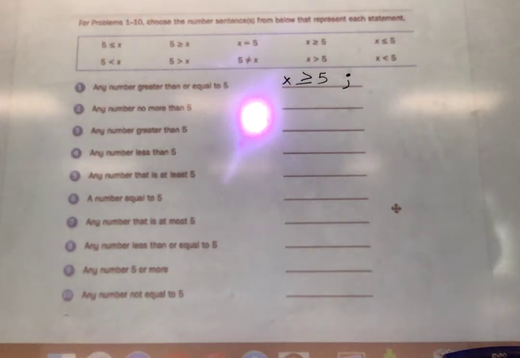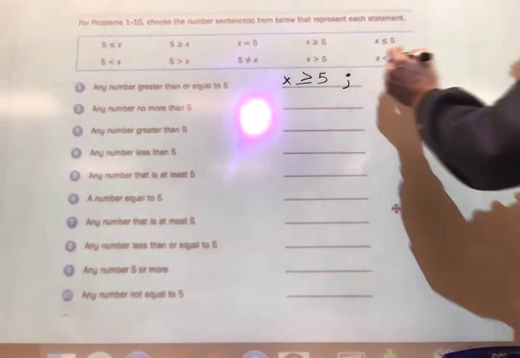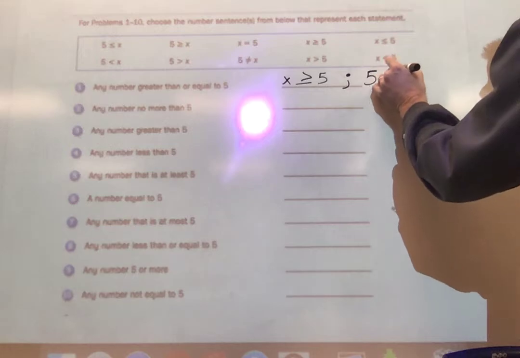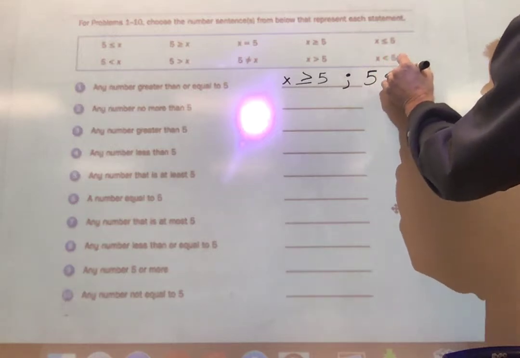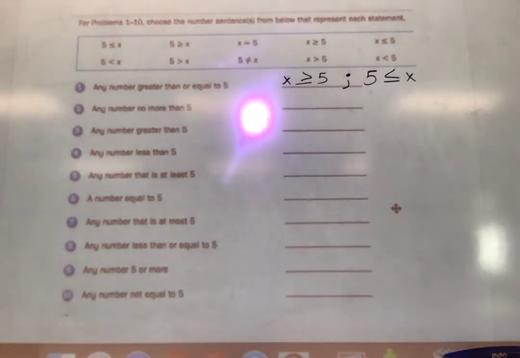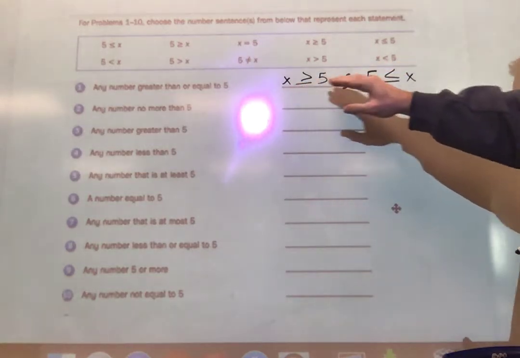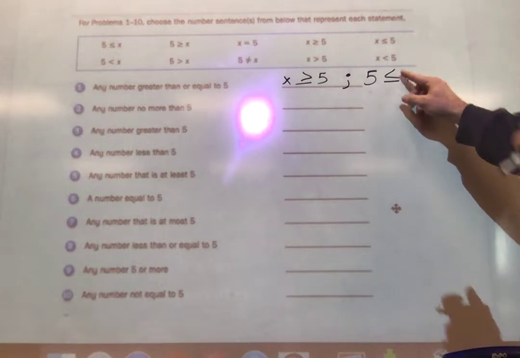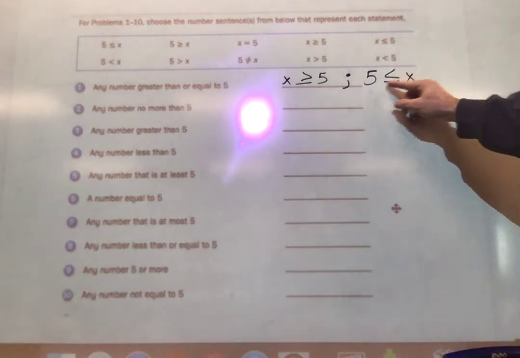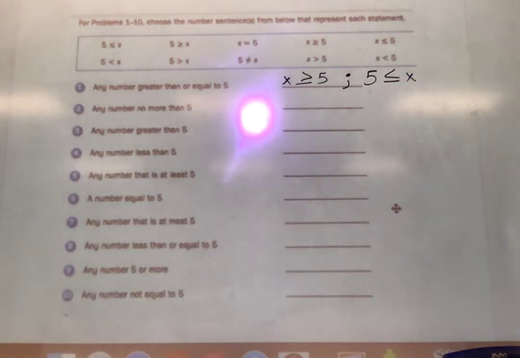There's another one that looks the same here. I could write 5 is less than or equal to x, which still means x is greater. Both these mean the same thing. X is greater than or equal to 5, that means x is bigger. Well, the open mouth always opens to the bigger one, so x is greater than or equal to 5. These are the same thing, so you could have used either one of those up here to represent that.